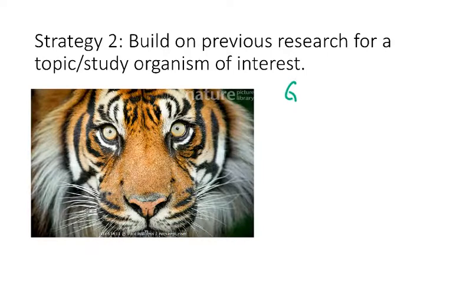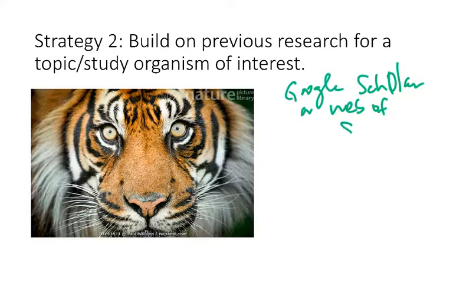So you could do Google, how do we spell that? Scholar, or Web of Science. Those are both good places to look for scientific papers. You could use search terms like tiger genomics or tiger molecular ecology, something like that. And you can look for papers that have already been written about what you're interested in.